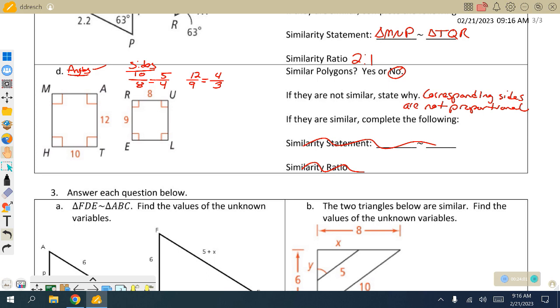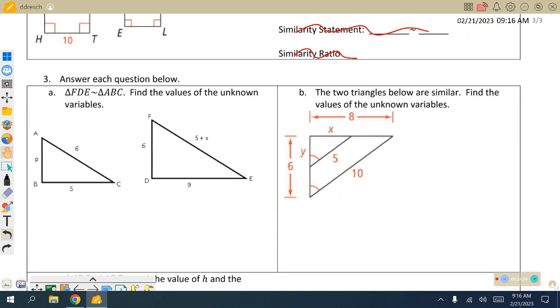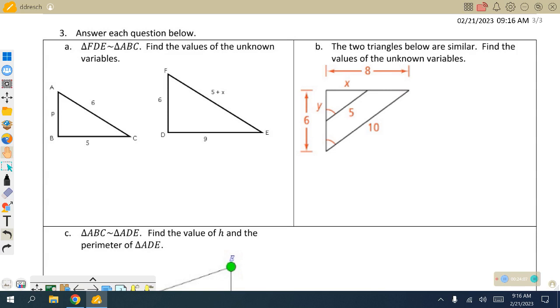Now, number 3, let's do this. Number 3 now, we want to go through and find out actually some missing values. So on number 3 here, they are telling us they've already done the hard work for us. They give us a similarity statement, and what that similarity statement tells us is somebody has already said these are already similar for us. Okay. Now what we want to do here is somehow figure out a way to find the values of X and P up there by knowing that these two triangles are similar. All right, let's do that.